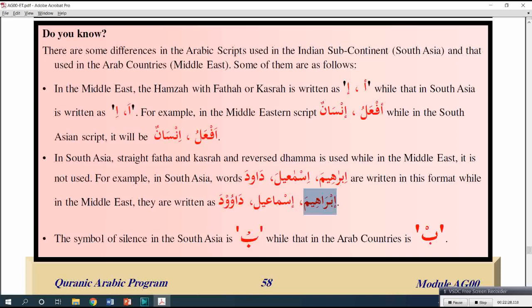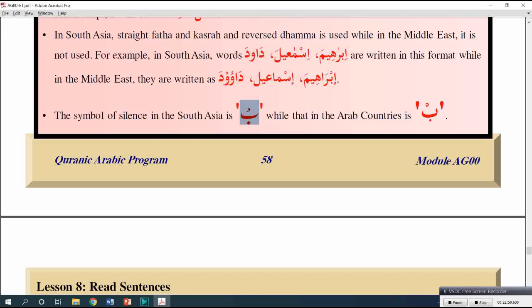Similarly, the Ba, which is silent, appears in this way in Arab countries, and in Pakistan and India, it appears in this way. So please don't ignore it. Whenever you see the script of the Quran, in different countries it appears in different ways, but it has no difference in meaning, and all the Qaris pronounce in the right way.